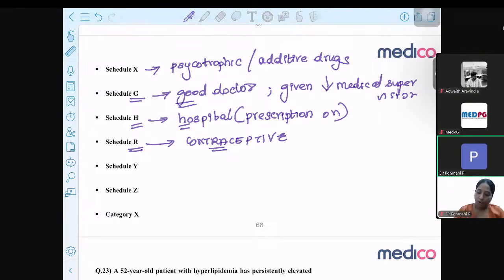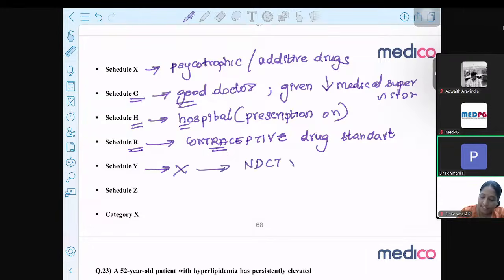Okay, so Schedule R stands for the contraceptive drug standards. And what does Schedule Y stand for? Now please note, there is no Schedule Y here. Instead of Schedule Y, it is being replaced by the NDCT rules 2019. And Schedule Z stands for the veterinary drugs. It is not the human ones.